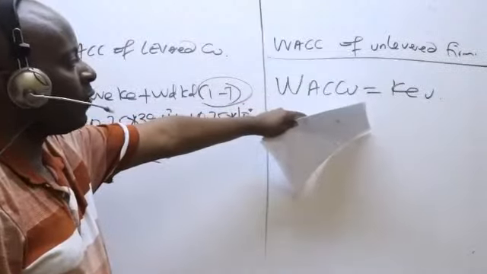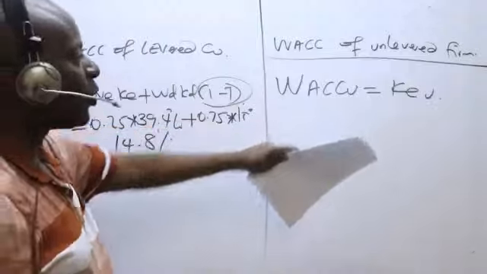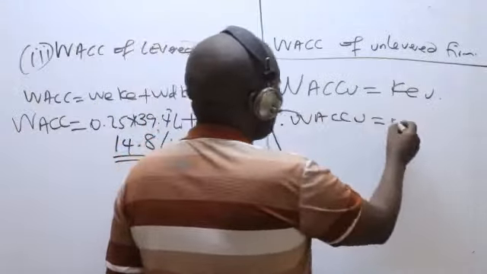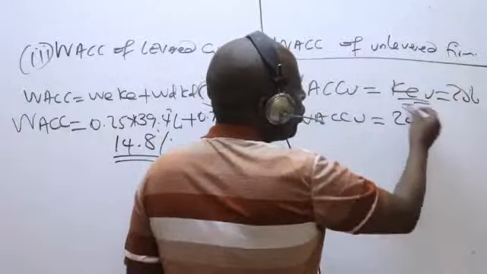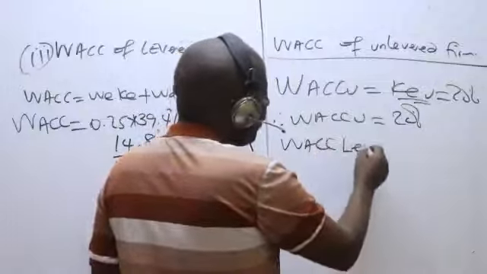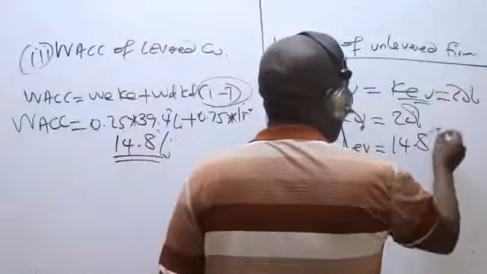The WACC of the unlevered firm equals the cost of equity of the unlevered firm. If you remember, our Ke was 20%. So it was 20% here. And the WACC of the levered firm has really reduced. It's now 14 point something.